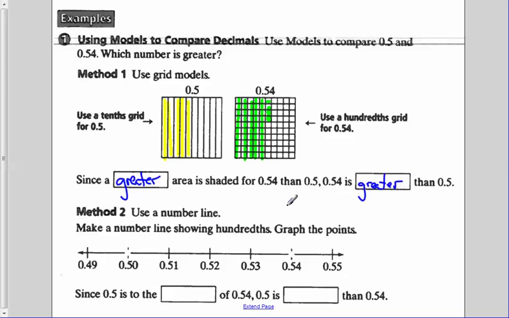54 hundredths is greater than 5 tenths. We could use a number line, this is our second method, to compare, and so we have 5 tenths or 50 hundredths compared to 54 hundredths. Since 5 tenths is to the left of 54 hundredths, 5 tenths is less than 54 hundredths.